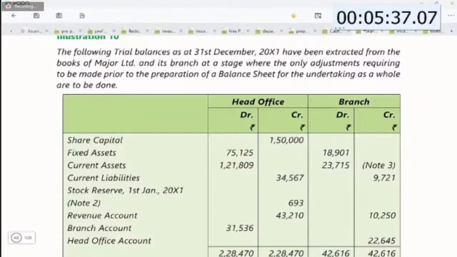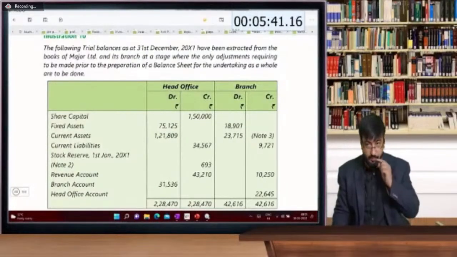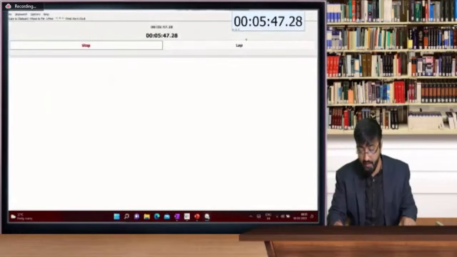Yes, let's start. Before taking a break, I'm going to explain this question. The following illustration, trial balance. So please now be focused. These questions are really very tricky. It's my request to all of you.